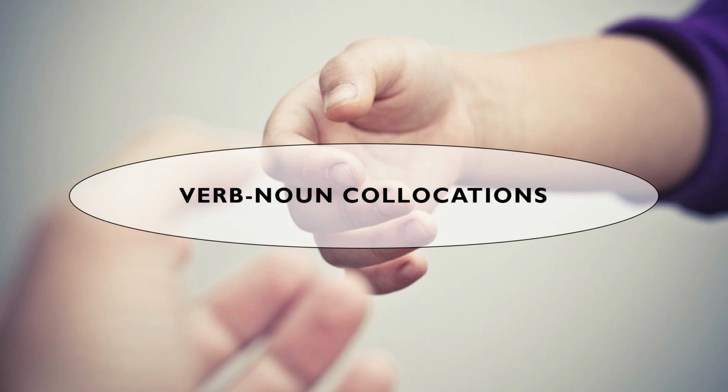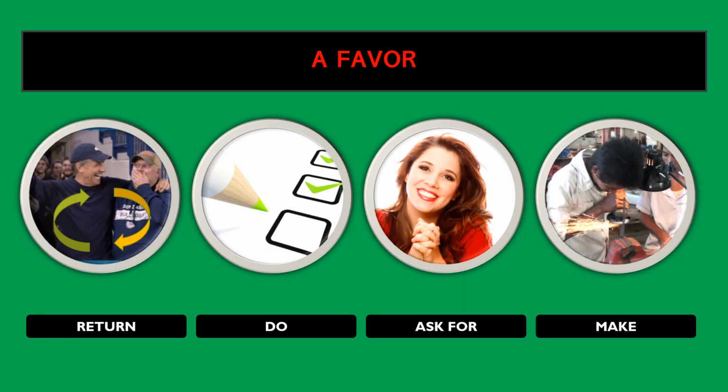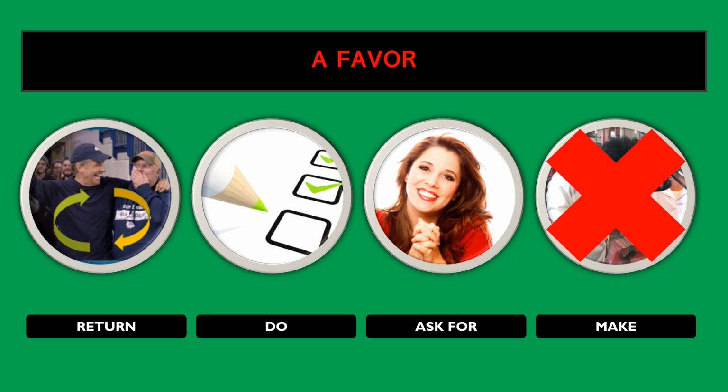Here we have some verb-noun collocations, some verbs that you can use with some specific nouns. For example, a favor. You can return a favor, you can do a favor, you can ask for a favor, but you cannot make a favor. That is not possible. You cannot combine favor with make.